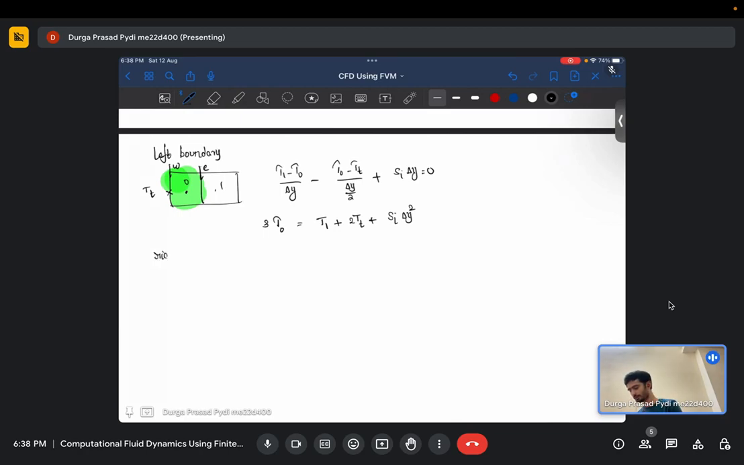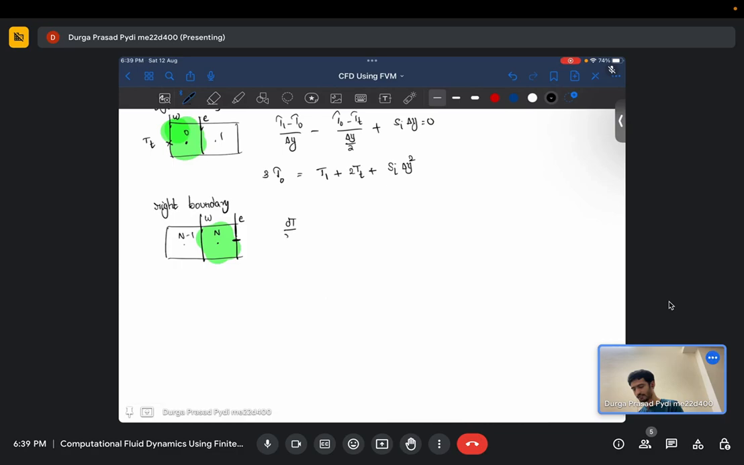The right boundary is something different from the previous case. Previously we knew the value on the right boundary, but in the current case we just know the flux on the boundary. We do not know the actual value. So this is my nth cell, this is my n-minus-1 cell. I am writing the equation for the nth cell. I know the flux already here. This is my east face and this is my west face. So the equation itself is dt/dy on east minus dt/dy on west plus Sn times delta y equal to 0. Since I already know the value of this, I will just substitute the value over here.